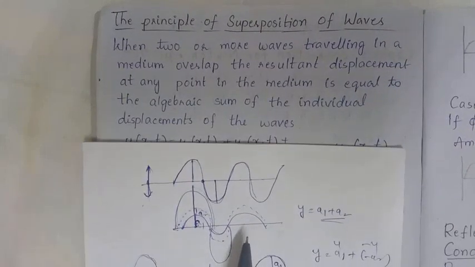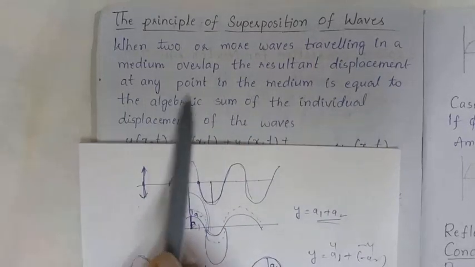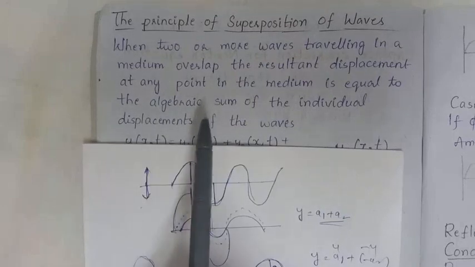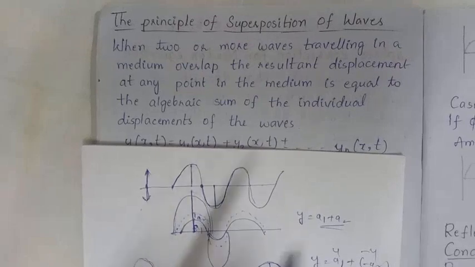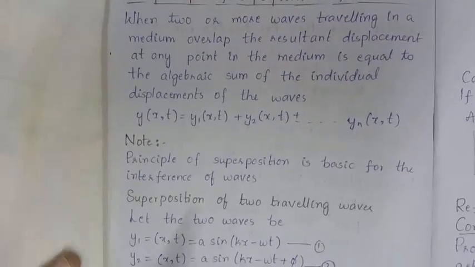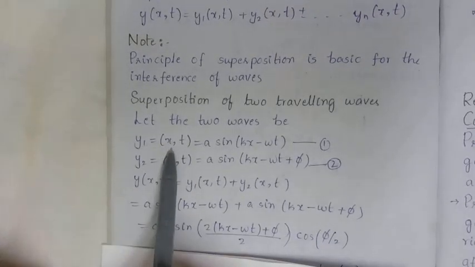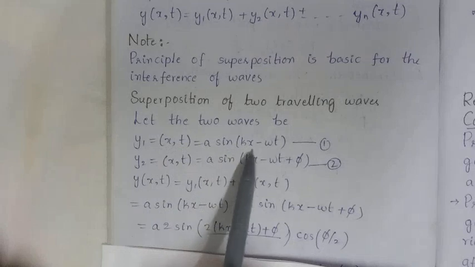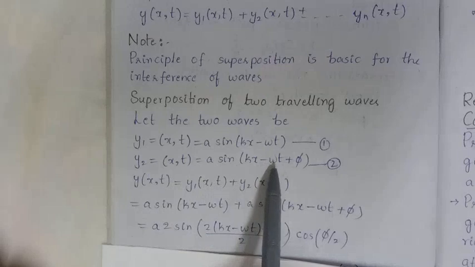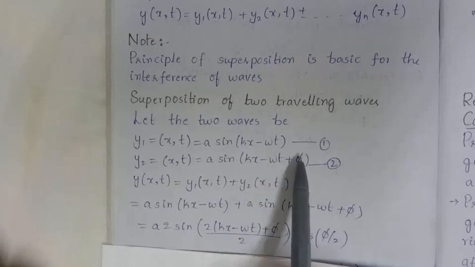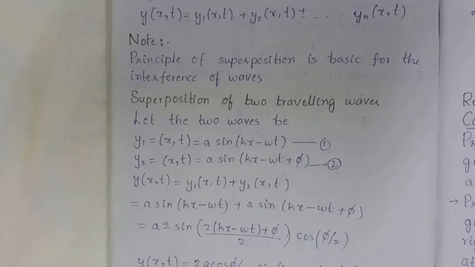What is that? When two or more waves traveling in a medium overlap, the resultant displacement at any point in the medium is equal to the algebraic sum of the individual displacements of the waves. Suppose you take two waves traveling: one wave is y1(x,t) = a sin(kx - ωt), and the other wave is a sin(kx - ωt + φ). So the phase difference between the first wave and the second wave is φ.